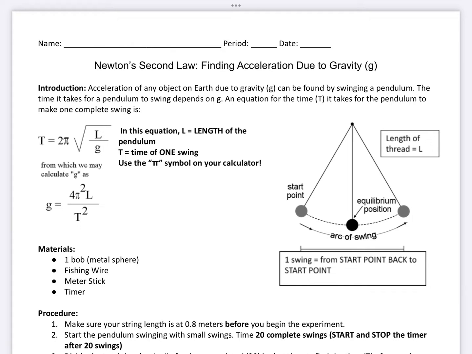So let's get started. The first thing that you are going to do is look at your time trials that you calculated. But remember, those times are for the 20 swings. Make sure your time was divided by 20, and that is given in the data table below. Once you do that, you are going to use the average time calculation, so adding each time at that length and dividing it by 3, so we can use that to help find our G.